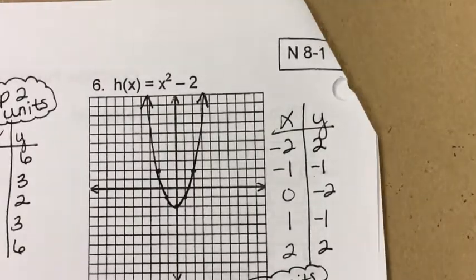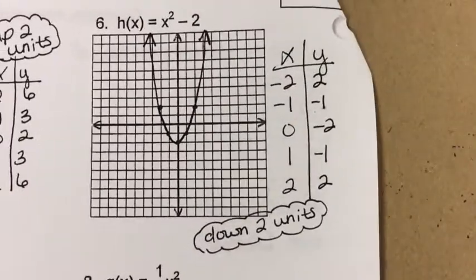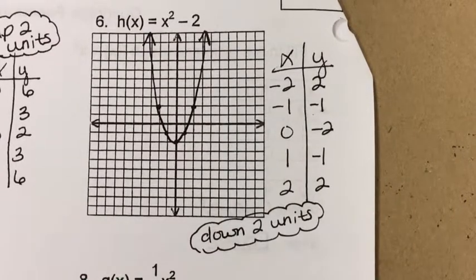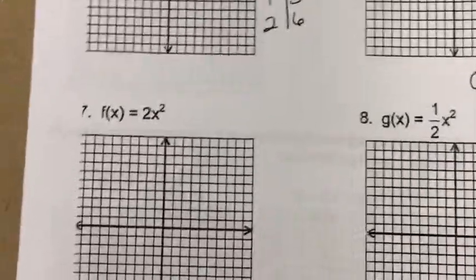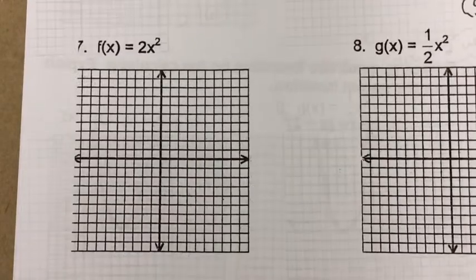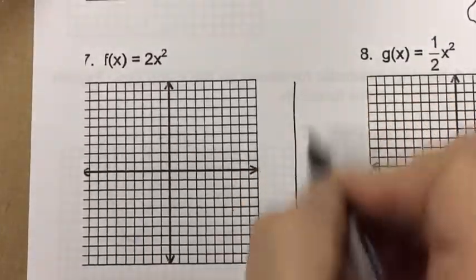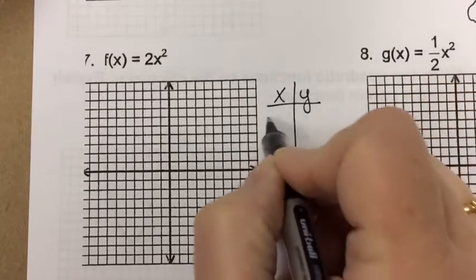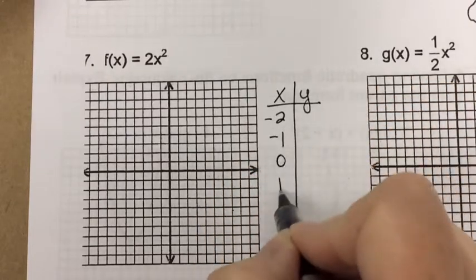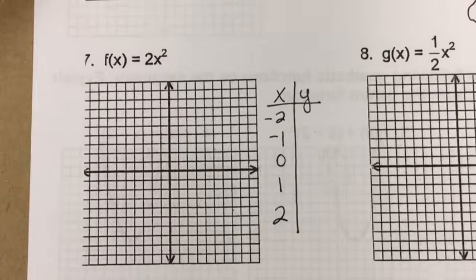Okay, the next one we're going to do is number 7, which says f of x equals 2x squared. On this one we are going to do a table again. We're going to use negative 2, negative 1, 0, 1, and 2. Fill in your table and make your graph.